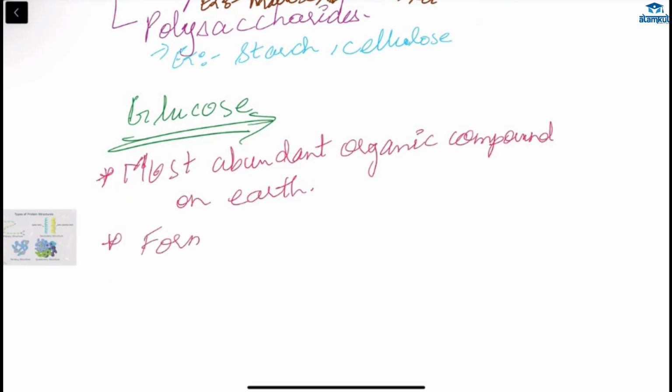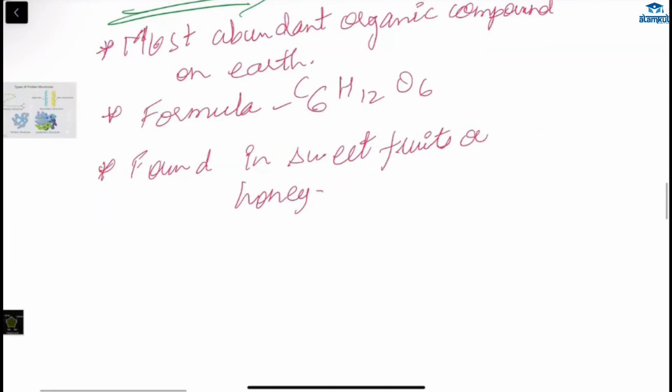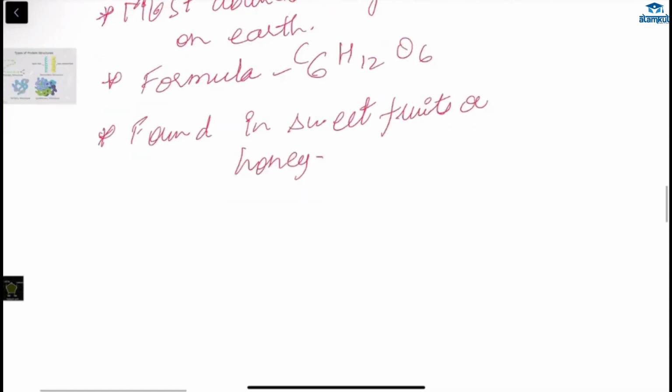So the formula is C6H12O6. Basically they are found in sweet fruits, or you can find it in honey. Also, they can occur freely in nature as well as in combined form. We have seen that glucose has several structures. They are found in open chain structure, then in cyclic structure, Haworth structure. Many forms are there. So they can occur freely in nature as well as in the combined form. So how are they prepared?